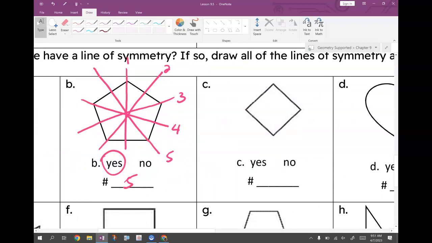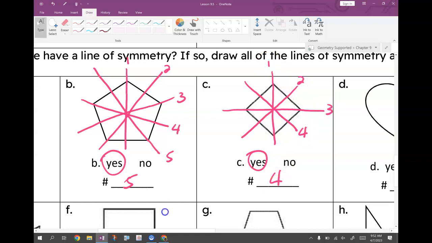Letter C is yes, and all 4 of those sides are equal to each other. Where can we draw them? Up and down, perfect. Where else? Side to side. Technically, can't there be more than that? There are more. It's a square, so yeah. Yeah, there's one there. Yep, perfect. So 1, 2, 3, and 4.